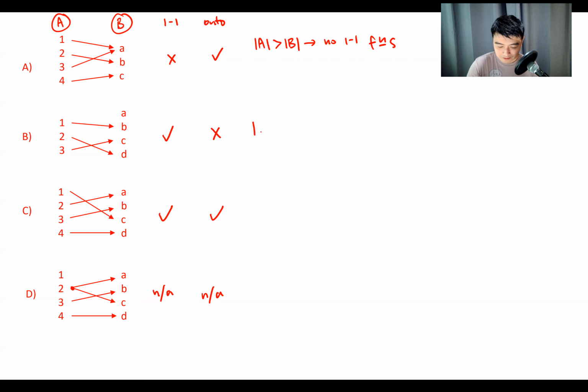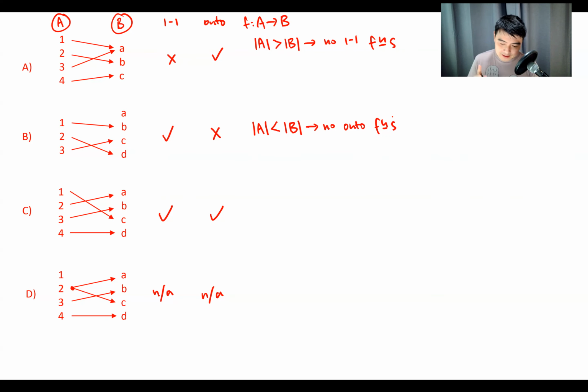So again, I make a very similar point. For a function from A to B, if the size of A is less than the size of B, then there cannot be any onto functions. Now, these are very important points. So as we move on to the next video, I want you to keep this in mind. Size of A greater than size of B means no one-to-one functions. Size of A less than size of B means no onto functions.